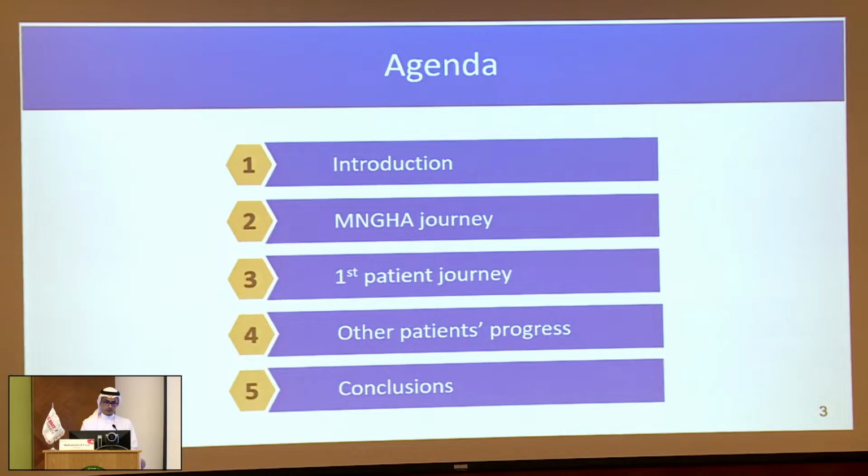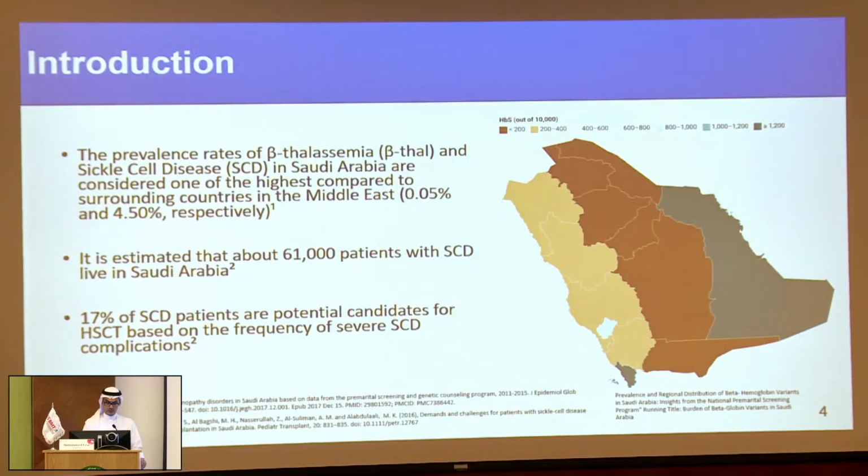First of all, we'll talk a little bit of introduction and the journey in National Guard to be accredited as a center, and then we'll talk about the progress as well. This is a repeated slide about the burden of the two diseases. Sickle cell is so common, with between 60 to 100,000 sicklers in the country. And for thalassemia, it's estimated to be less than that, maybe between 5,000 and 9,000, or a range maybe a little bit lower, as transfusion dependent.